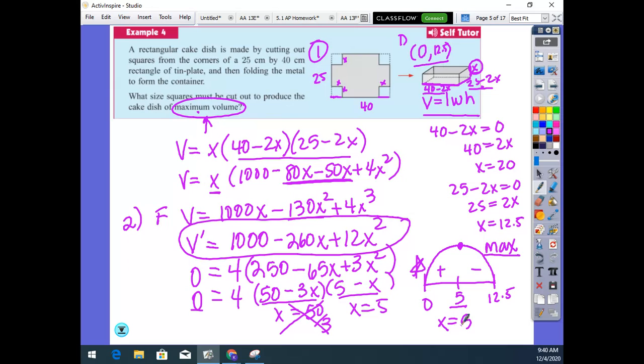All right. So it says what size squares must be cut out to produce the cake dish. So we would say the maximum volume is obtained when I cut out 5-inch squares out of the corners to create my cake pan. And you actually would write that. I've run out of room to write a sentence.